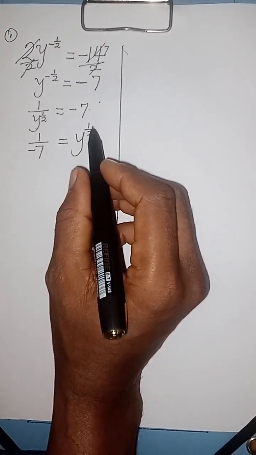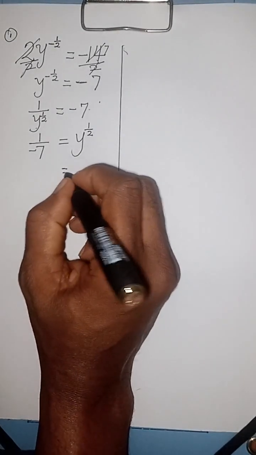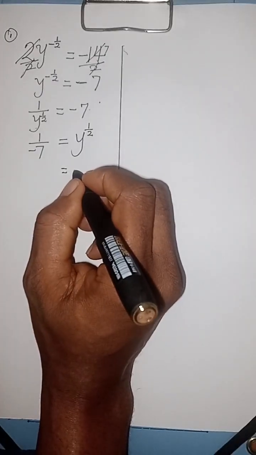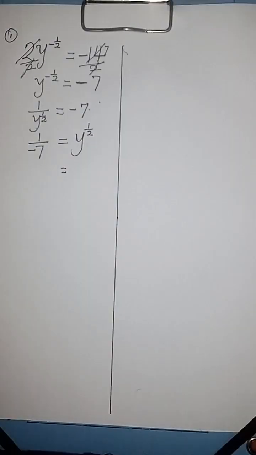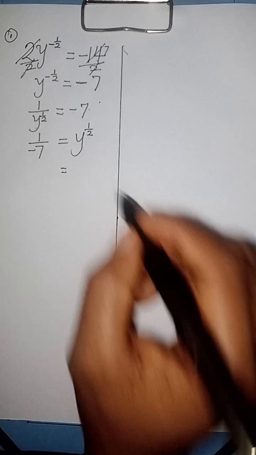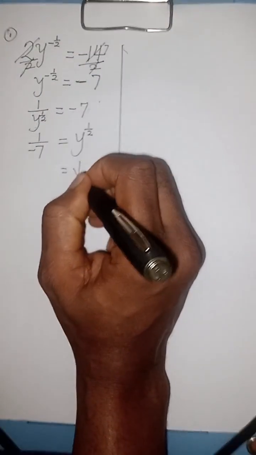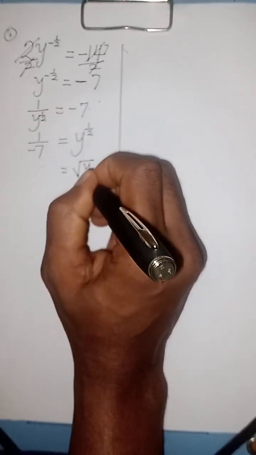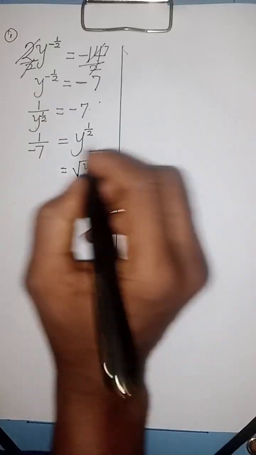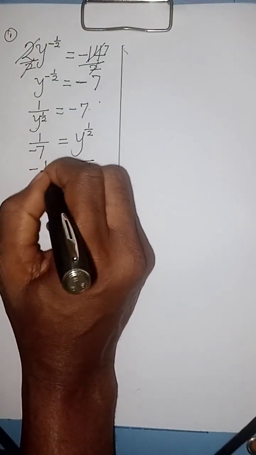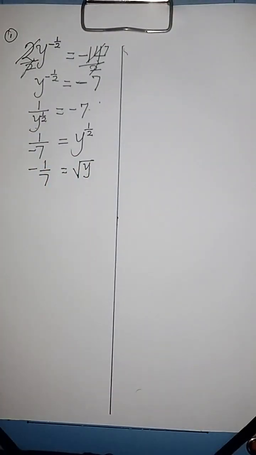How do I take away this power half, 1 over 2? Is to take the square root of the y. That is, take the square root of the y. This is the same thing as square root y. This 1 over 2 became this. And then you have minus 1 over 7.